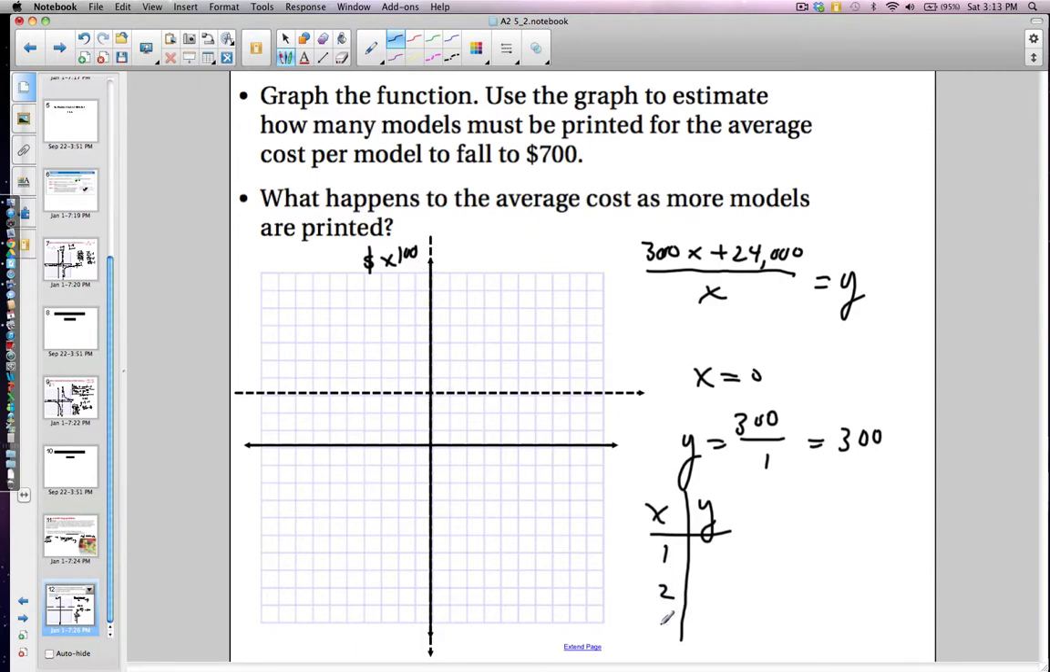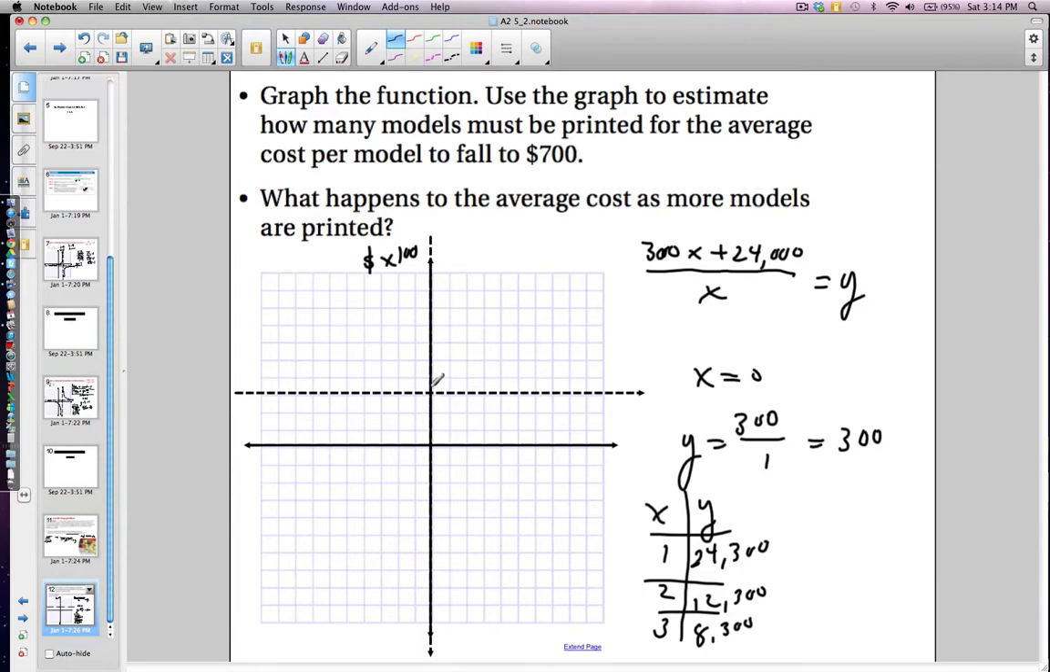So if we start looking at making 1, 2, or 3 models, when I make one model, I'm going to have 300 plus 24,000 divided by 1. So that's going to be 24,300. When I make 2, I'll have 600 plus 24,000. So that's 24,600 divided by 2. That's 12,300. And when I make 3, I'll have 900. So 24,900 divided by 3. So that's 8,300. And you can see pretty quick that these points are up here pretty high on my graph.